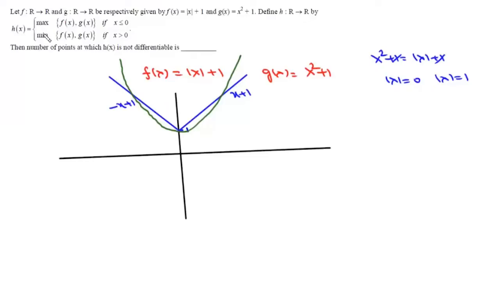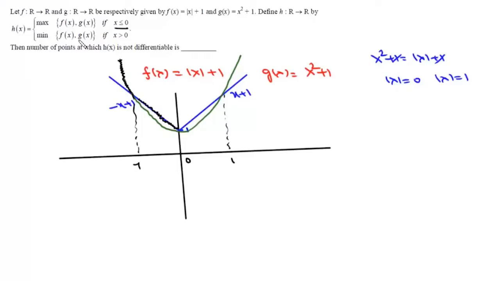Now we look for h(x). Now h(x) is the maximum of f(x) and g(x) if x is less than or equal to 0. So in this interval, whichever is higher, that's our h(x). So we'll choose this graph and then we'll choose this graph. And this point is -1 and this point is +1.